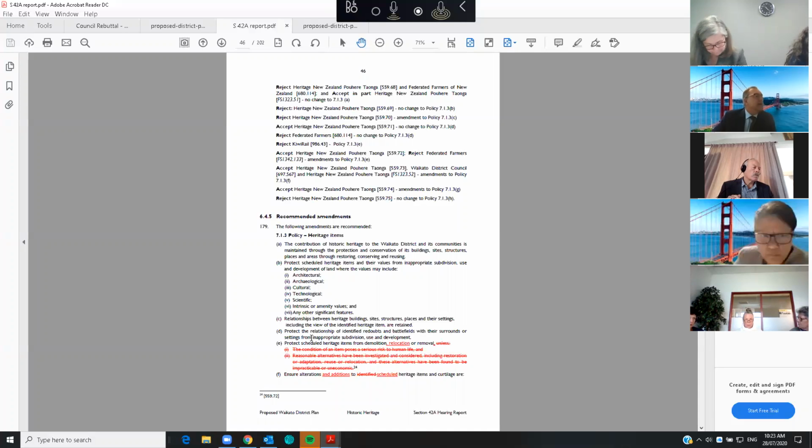In E, I'm just intrigued as to how you can protect. I can see how you can protect something from being demolished or removed. Well, I'm not even sure about the latter, but what does it mean by protecting scheduled items from relocation? I can see you can prevent it, but protect it from relocation seems to me to not be a logical choice of words.